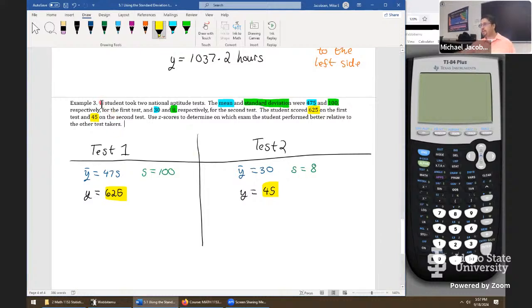So far, all I've done is take this and break it down into tabular form. So we can actually see the information, not read through it a bunch of times trying to grab the elements out. The question of this is, well, that's more of a directive than a question. They're asking us to use z-scores to determine which exam the student performed better relative to the other test takers. Looking at this as it stands, anyone see which one it seems like the student did better on, or does it look like it's just too hard to tell?